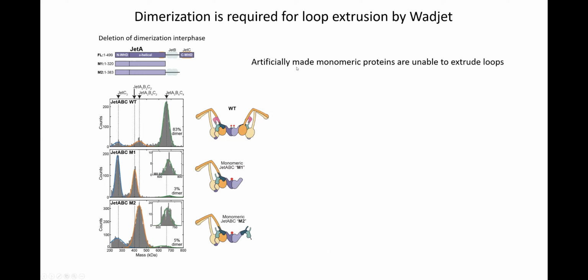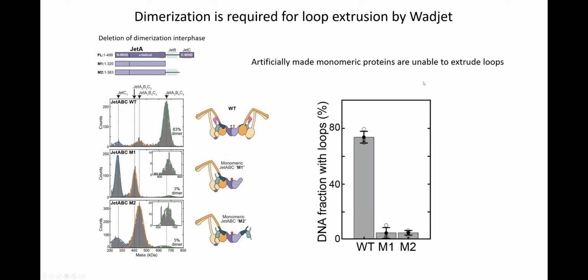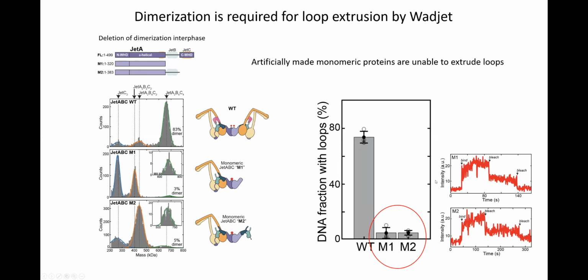And then we observed that these artificially made monomeric proteins were unable to extrude loops, which is shown in this bar graph. In both cases of monomeric complexes 1 and 2, we observed a significant reduction of loop extrusion events. And when we zoomed in on the very unlikely loop extrusion events that happened in these monomeric complexes, we observed that these minor events were also coming from dimers, from the very small fraction of dimer complexes in this case. So indeed, with these truncation experiments we confirm that dimerization is required for the loop extrusion activity of WAZ.